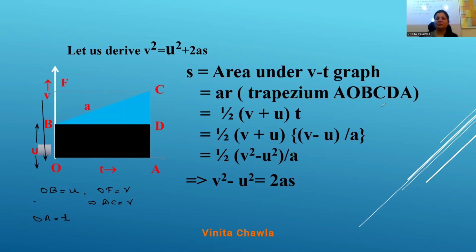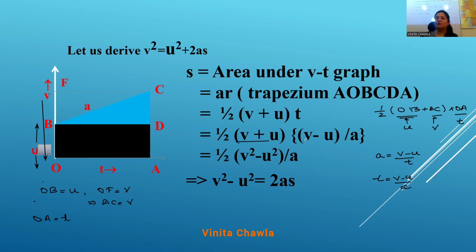Area of trapezium is half into the sum of parallel sides, we have to find, right? It's OB plus AC into the perpendicular distance between the sides. OB is U and AC is equal to OF, and therefore it is also equal to V, and OA is T. So it's half V plus U into T, and T is V minus U by A. How come? Because A is V minus U by T. So we can write T as V minus U by A.